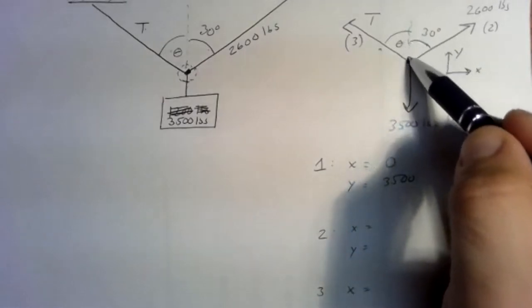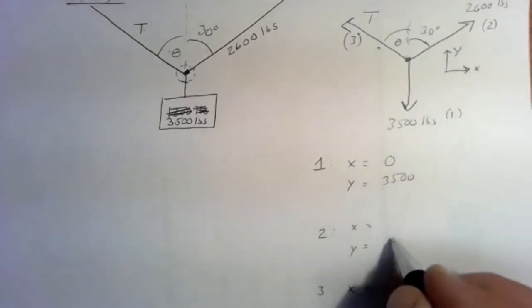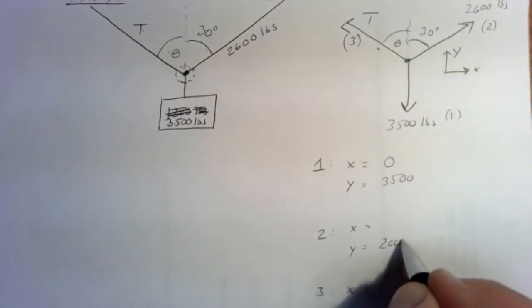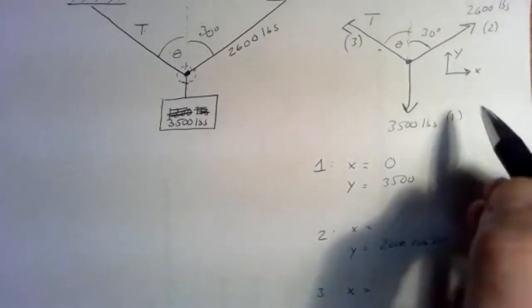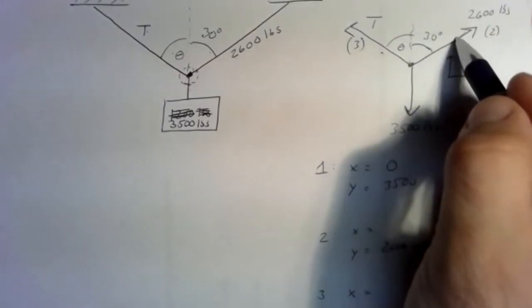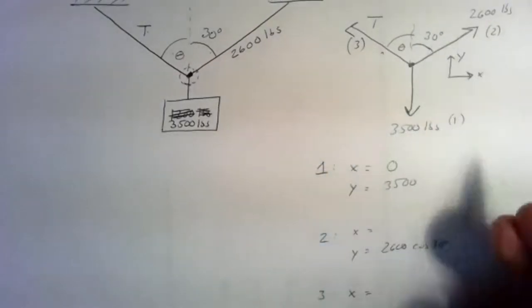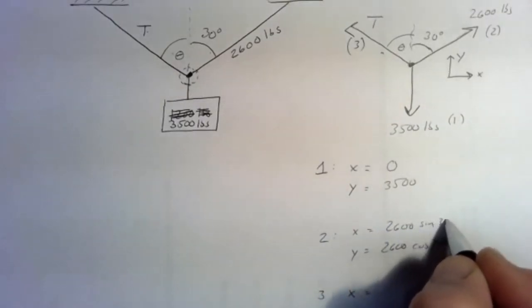Well, my adjacent side is y here. My adjacent side is the vertical piece. So my y component is going to be 2,600 cosine of 30 degrees. And my x component, that's going to be the opposite side. Opposite goes with sine. So I'll have 2600 sine of 30.